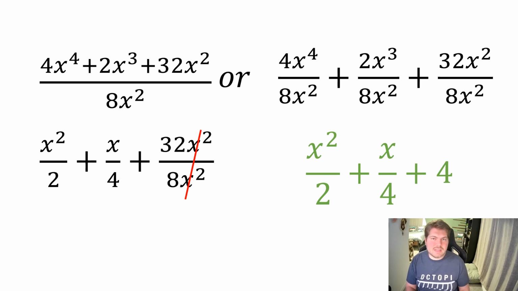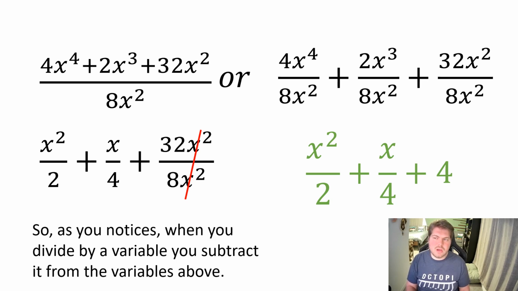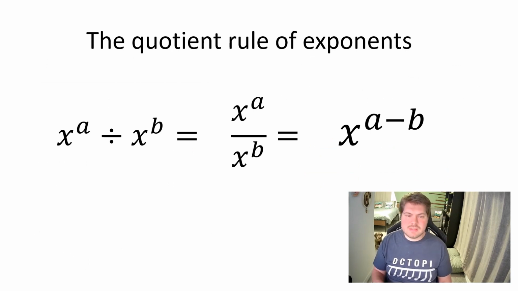Now, to make things easier going forward, I want us to note that basically when we are dividing variables, it's subtracting. Similar to how when we multiplied last week, it was adding exponents, right? Well, this time it's essentially subtracting exponents. So if this helps, here is the quotient rule of exponents. Basically, you can subtract the exponents as long as the variables are the same.